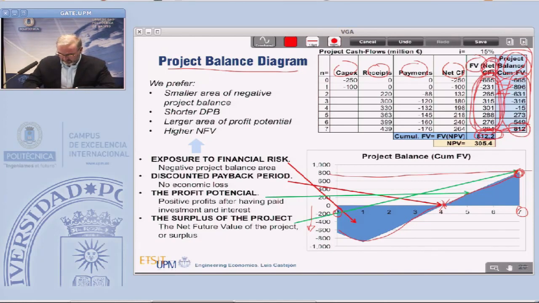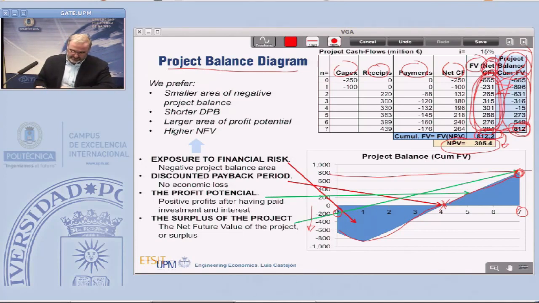Let me tell you this important fact: this amount resulting from the accumulation of the project balance future values, this future value, if you calculate its present value, is exactly the net present value of the project, which is 305 euros. So just to note that.